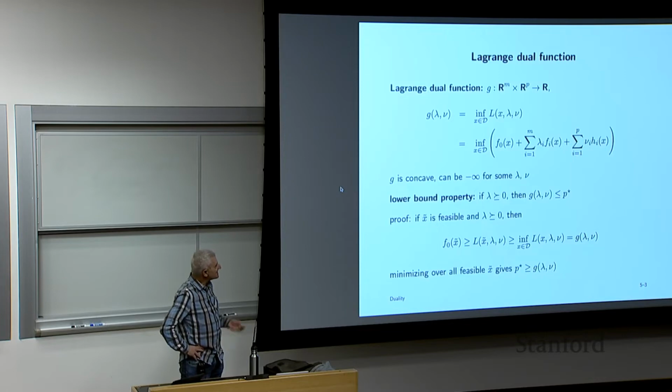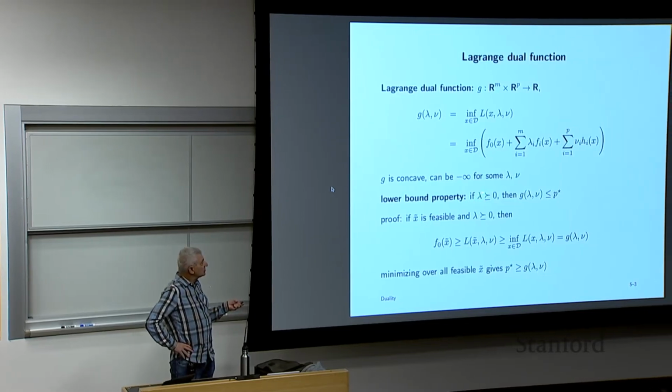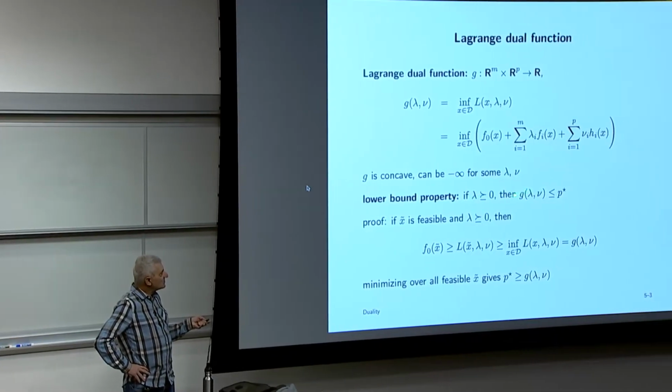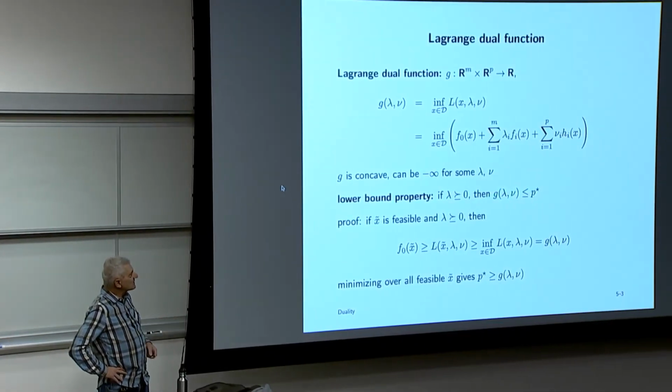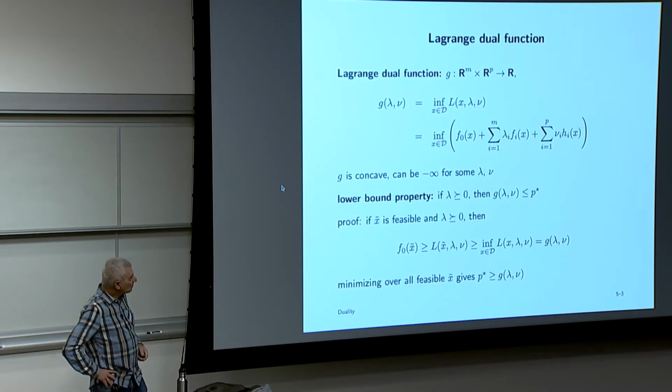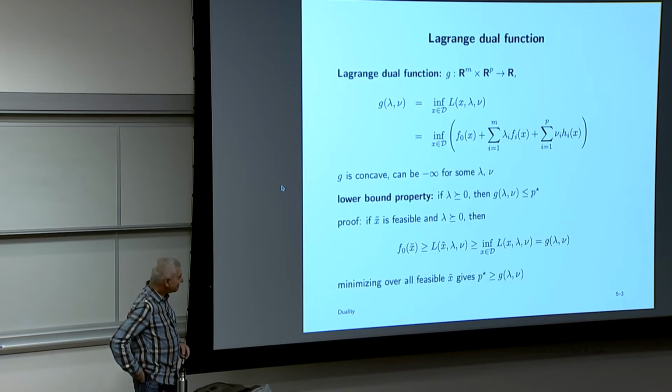But it just says this. It says as long as the Lagrange multipliers associated with the inequality constraints are non-negative, then g of lambda and nu is less than p star. Okay, so why would that be?